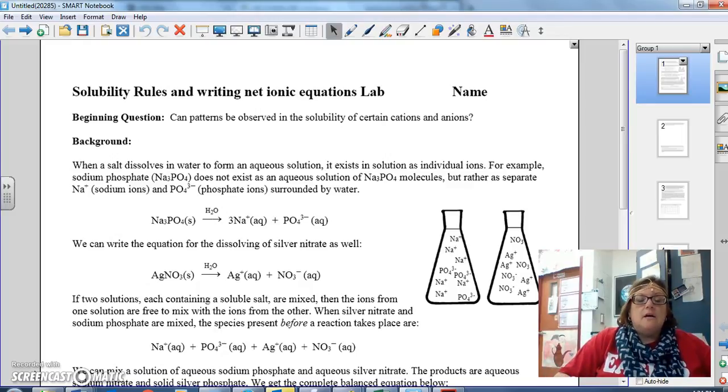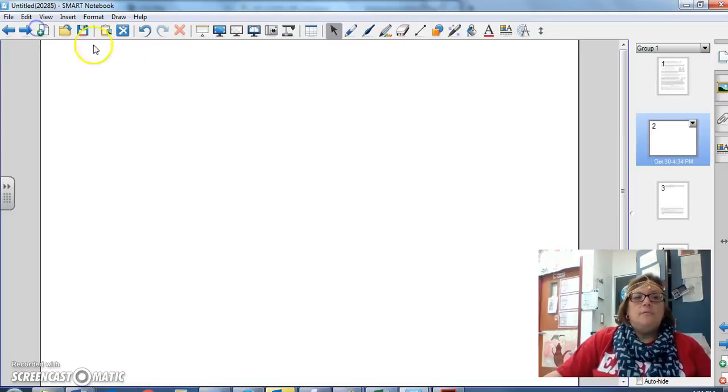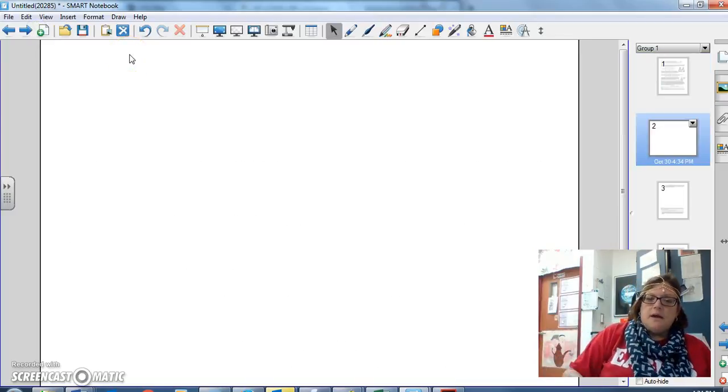We're going to be testing cations and anions. We're going to be looking for precipitates. Now, the background talks about salts dissolving, dissociation and dissolving. When a salt dissolves in water to form an aqueous solution, it exists in solution as individual ions. We've talked about this.